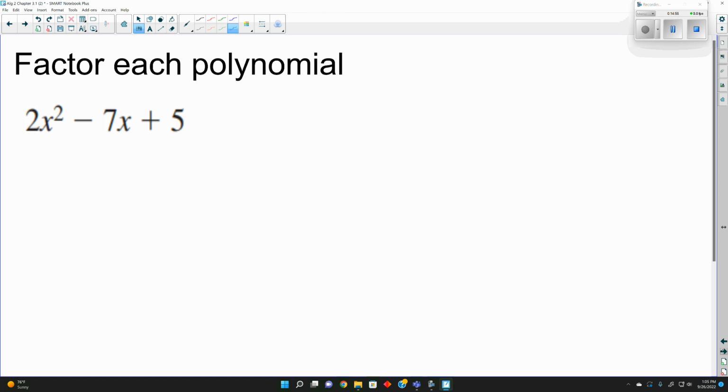2x squared minus 7x plus 5. Is there a greatest common factor between these three? No. So we'll have our 2 sets of parentheses with 3 spaces. If the third term is positive, the signs are the same and match the sign of the middle term. If the third term is negative, the signs are opposite. So the third term is positive, so the signs are the same, and they match the sign of the middle term, which is negative. So they'll be negative and negative.